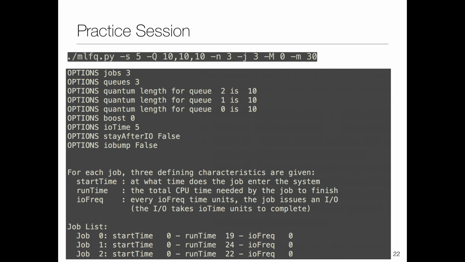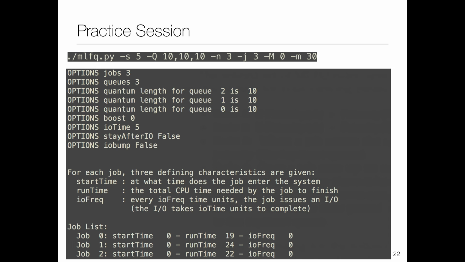So we have 49, 59, and eventually at 59 we'll have 4 and 2 units left. Now J1 and J2 move to lower queues. J1 executes for 4 units and completes at time 63. J2 completes at time 65. The turnaround time of J2 is 65, J1 is 63, J0 is 39. So the average turnaround time is 39 plus 63 plus 65 divided by 3. And the average response time is 0 plus 10 plus 20 divided by 3, which is 10 units.